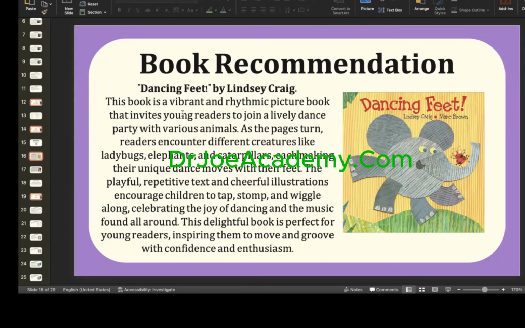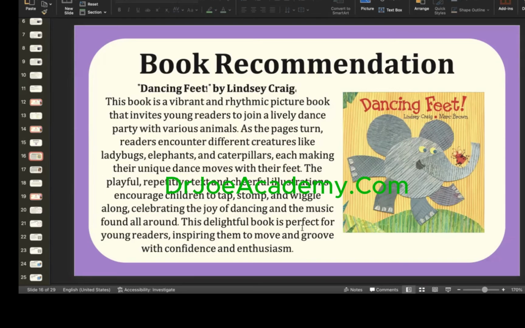This book is a vibrant and rhythmic picture book that invites young readers to join a lively dance party with various animals. As the pages turn, readers encounter different creatures like ladybugs, elephants, and caterpillars, each making their unique dance moves with their feet. So all of these animals like to dance. The playful, repetitive text and cheerful illustrations encourage children to tap, stomp, and wiggle along, celebrating the joy of dancing and music found all around.